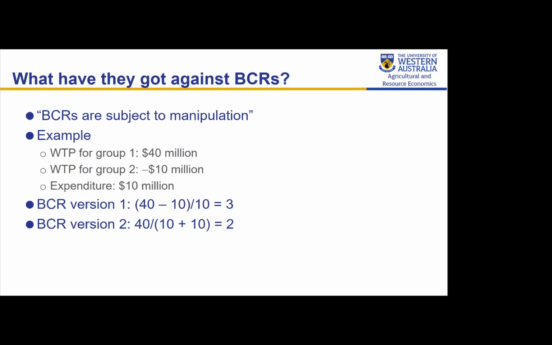One possibility is that we could group together all the willingness to pays, including the positives and the negatives, in the numerator, and just put the cash expenditures in the denominator. So that's the first example there, BCR version 1. If you did that, you end up with a benefit cost ratio of 3. Or we could group together all the things that could be interpreted as costs, things that are sort of negative somehow, in which case you'd put the negative willingness to pay with the cash expenditure in the denominator, and then the BCR is 2.